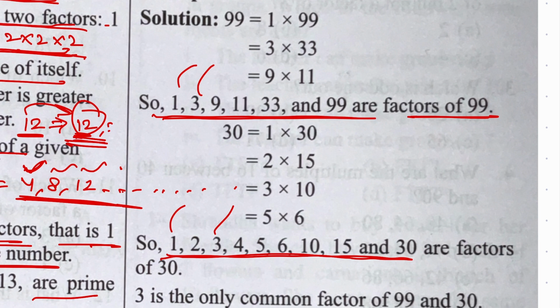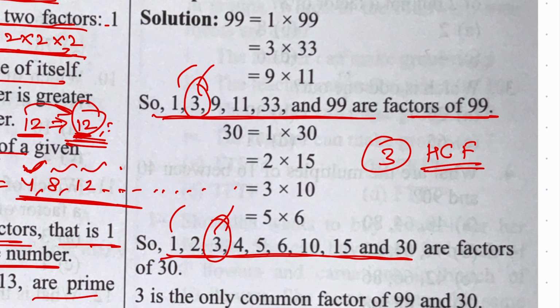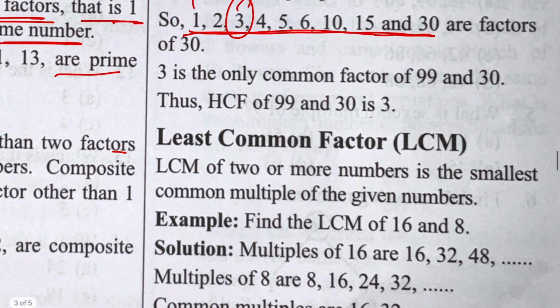So 1 is always common, we will not consider it. So which one is the highest? 3 is the highest common factor out of these. See here 3 and here also 3. So 3 is the highest common factor, HCF, of these two numbers. Getting the point? 3 is the only common factor of 99 and 30. Thus HCF of 99 and 30 is 3.